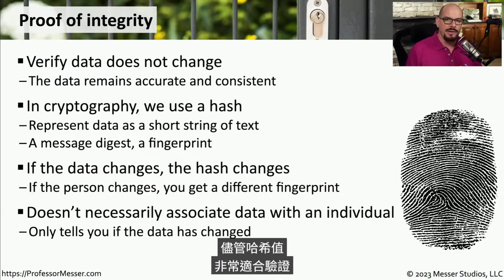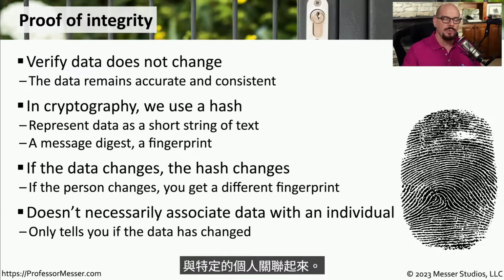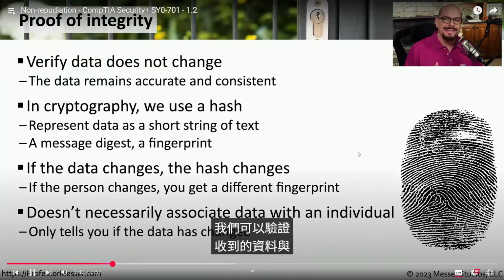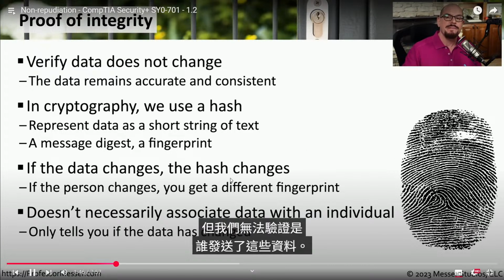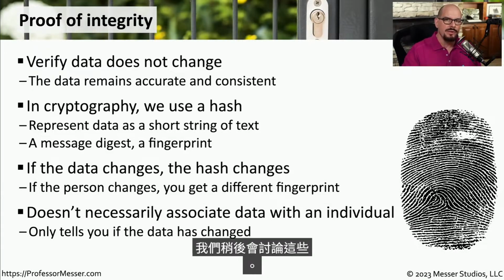Although a hash is very good at verifying the integrity of the data, it doesn't associate that data with a particular individual. We can verify that the data that we've received is exactly the same as the data that was sent, but we can't verify who sent the data. However, there are ways to provide that additional integrity. We'll talk about those in just a moment.